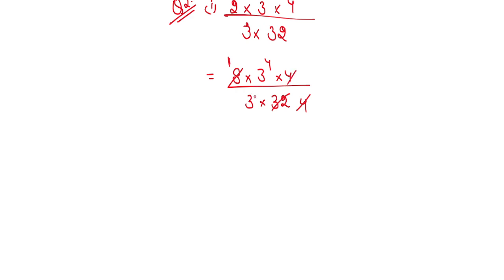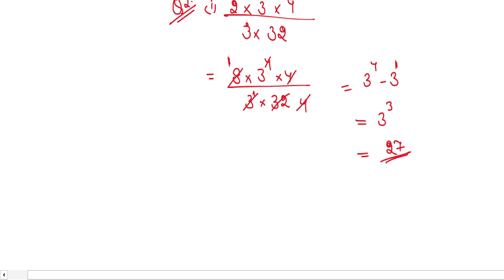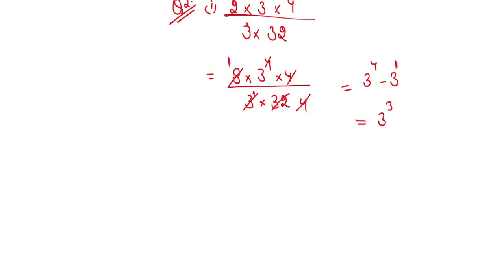4 and 4 can divide. Now 3, how many times? Because there is a power 1 and there is power 4. So when the power is in the division and I move it to the upper side, then it became 3 raised to the power 4 minus 3 raised to the power 1. That it is 3 raised to the power 3. And the answer is 27. Okay. In the question it is given that you have to write the answer in an exponential form. So you have to write the answer 3 raised to the power 3.